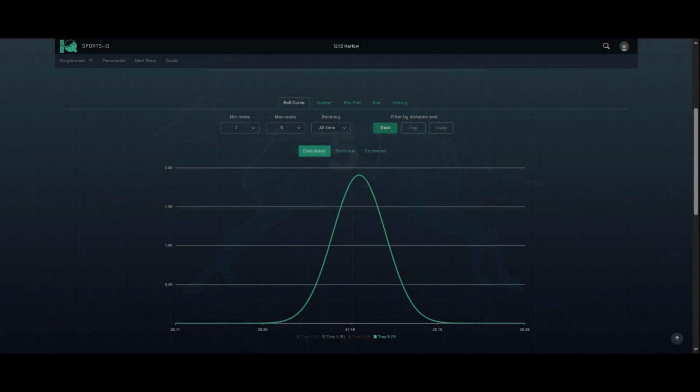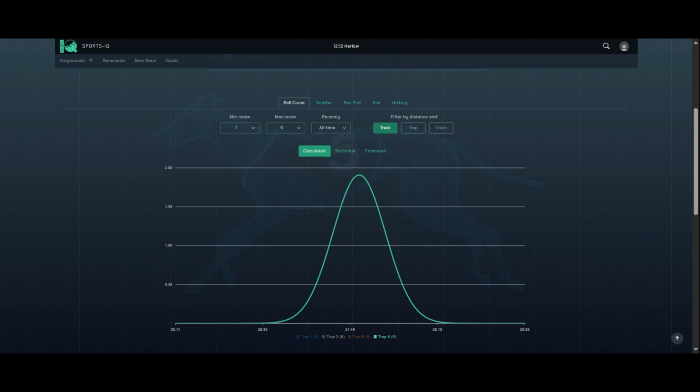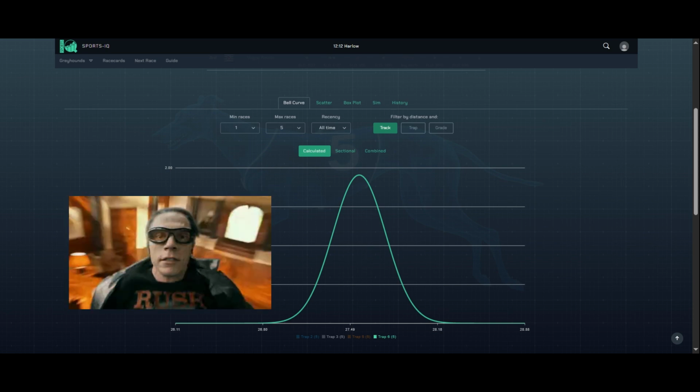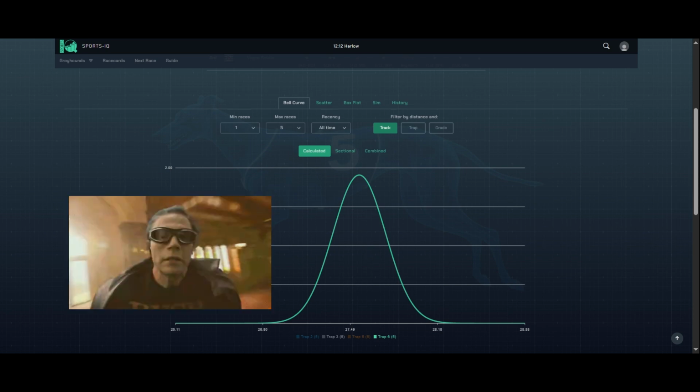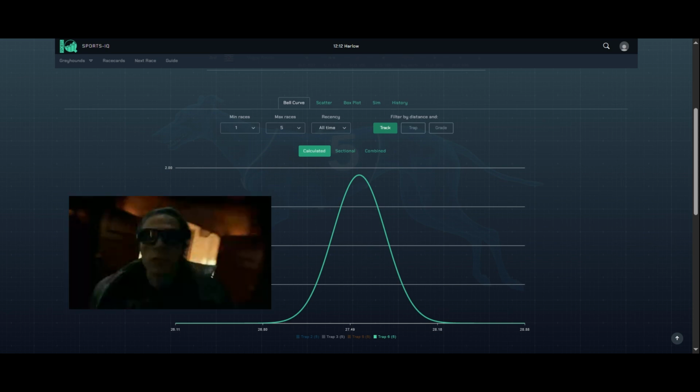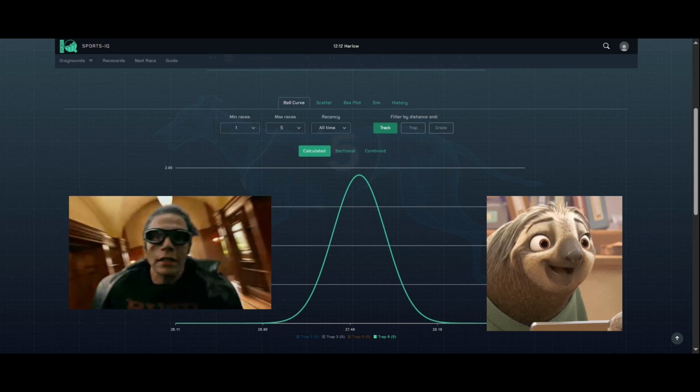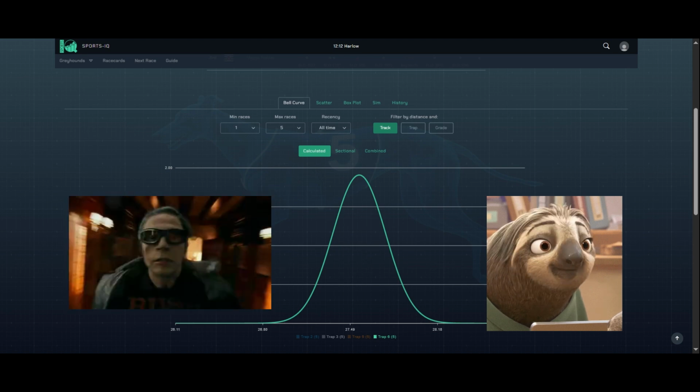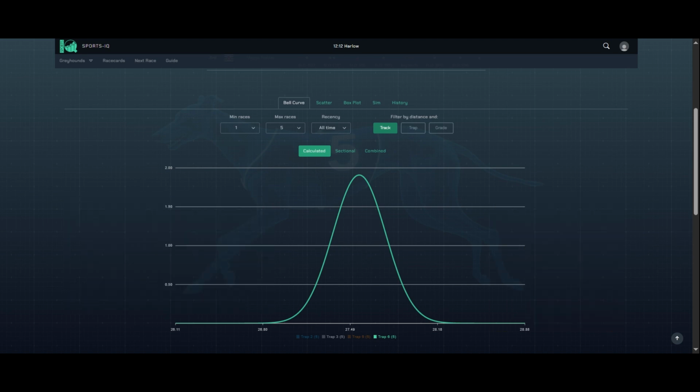Let's look at how to understand bell curves. So this is a bell curve over on Sports IQ, and the bell curve sits on a graph. The x-axis of the graph, or the horizontal bit, represents time. To the left-hand side of that is fast times, and over to the right-hand side of the graph are the slower times. Now the bell curve is shaped like a bell, hence the name.